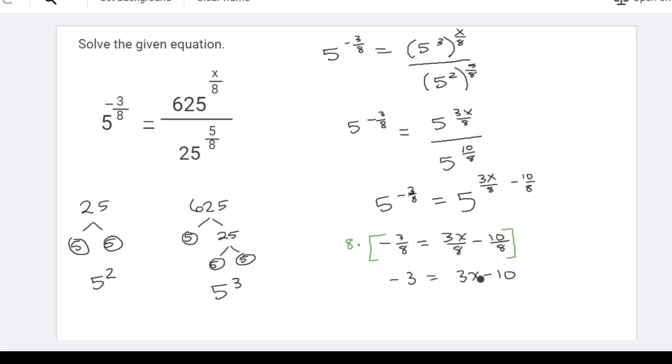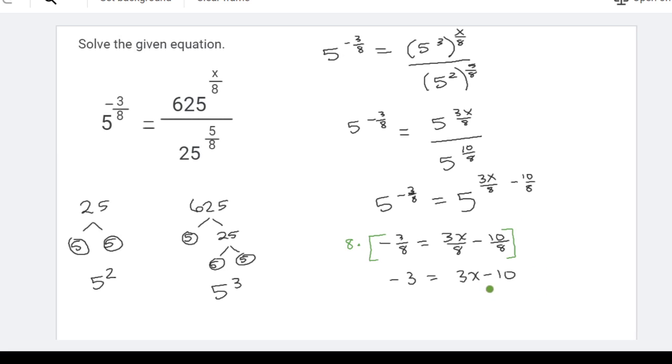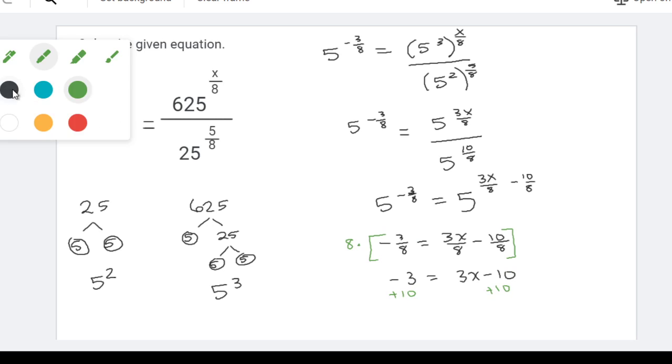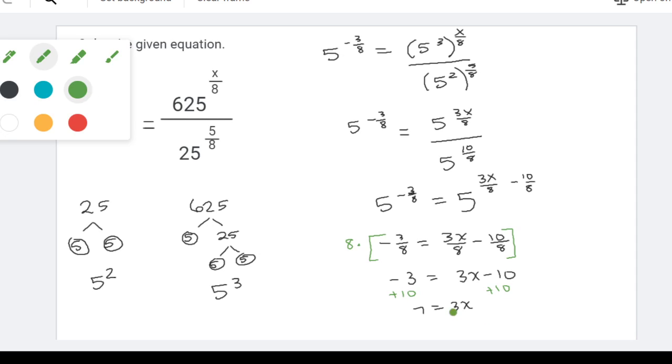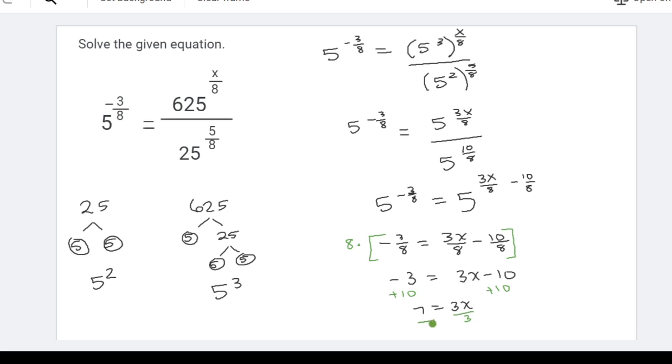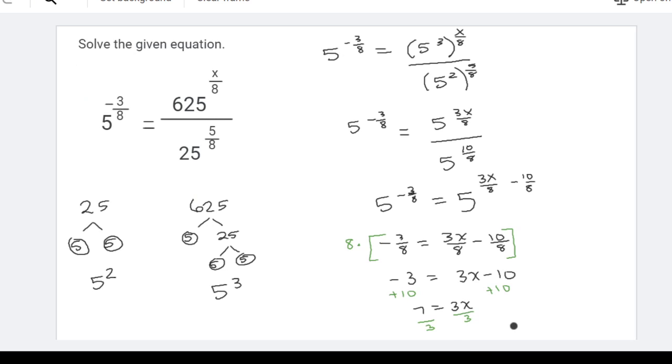And now I just need to solve for x. So to start solving for x, I need to get rid of the subtraction first. So I'm going to add 10 to each side of the equation. So I get 7 equals 3x. And my last step to get x alone is to get rid of that multiplication of 3 by dividing by 3. Oh, and I thought I left myself enough room. Not quite, so I'm just going to write it to the side a little bit. I get that 7/3 equals x.